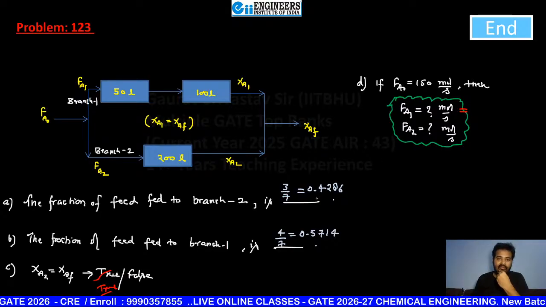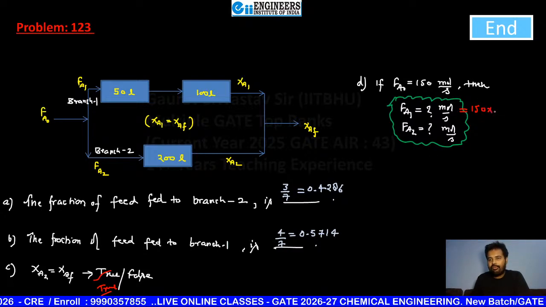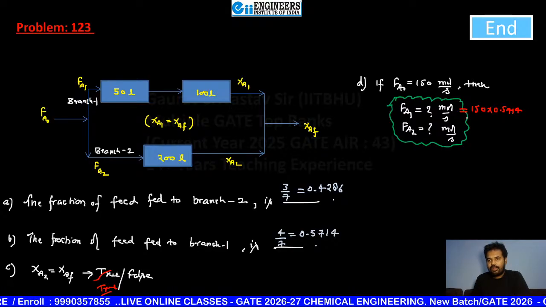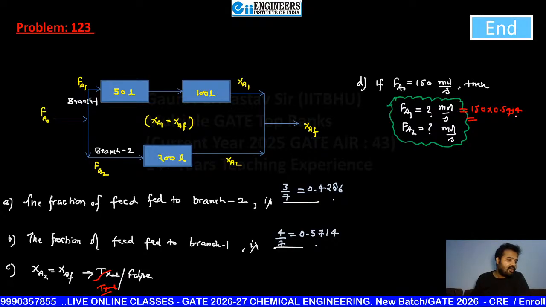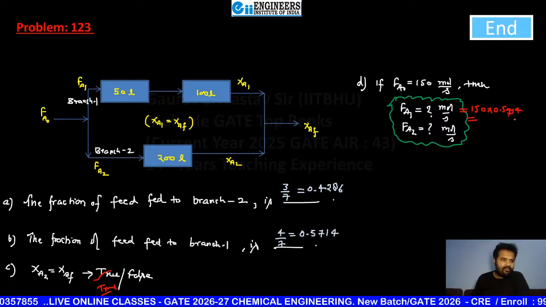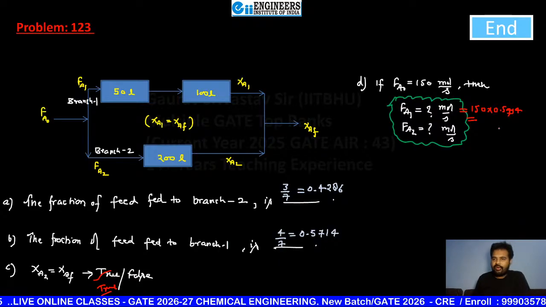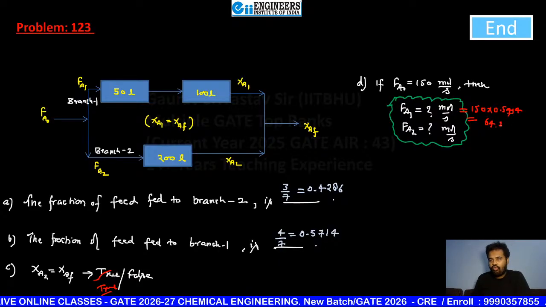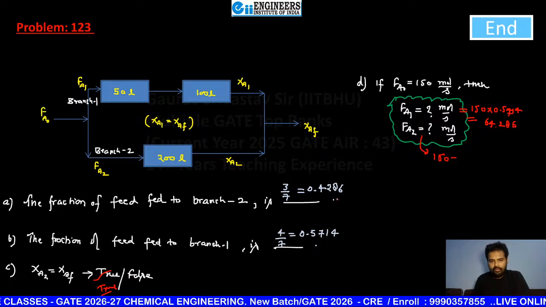Clearly here the fraction that you are sending is 0.5714, so just multiply 150 into 0.5714. It will give you the value. और कितना आ रहा है बेटा ये? Tell me. 85.7. FA1 ये तो गलत लिख दिया. नहीं नहीं सही है. FA1 is 64.286.